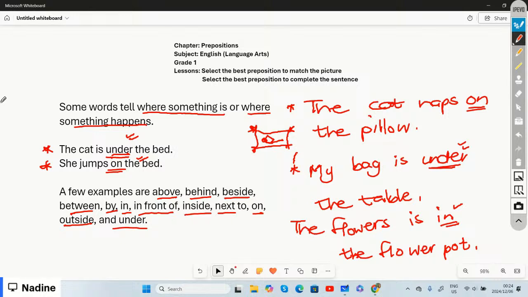And this is but a few examples of prepositions. Because we say prepositions tell us either where something is or where something happens. And our common examples are above, behind, beside, between, by, in front of, in, inside, next to, on, outside, and under.